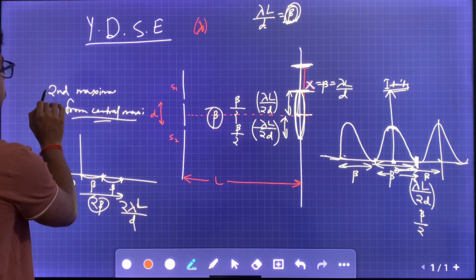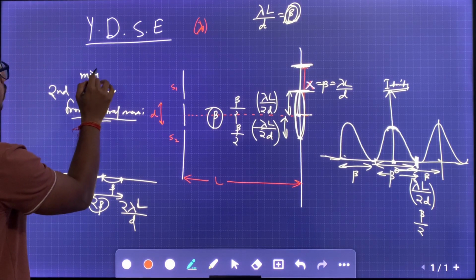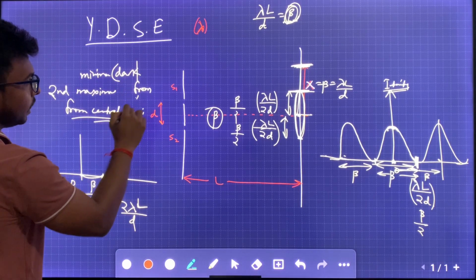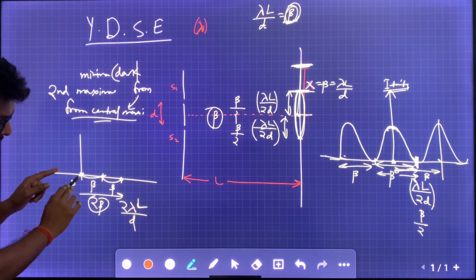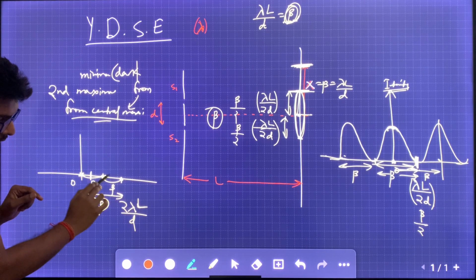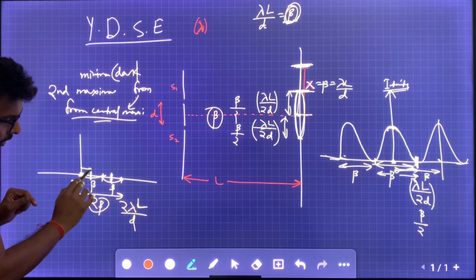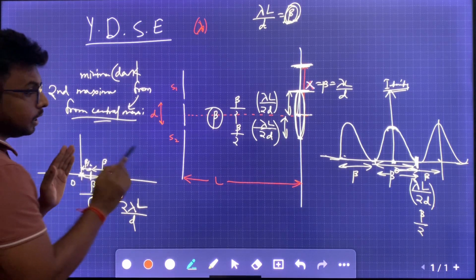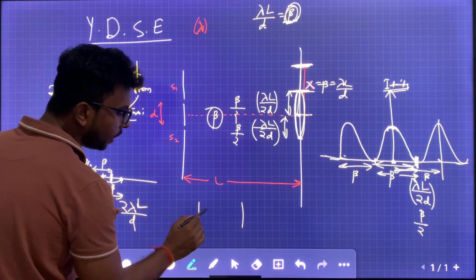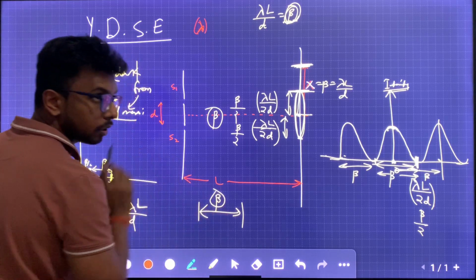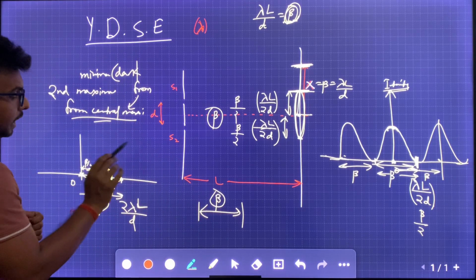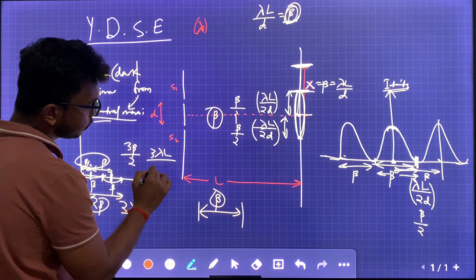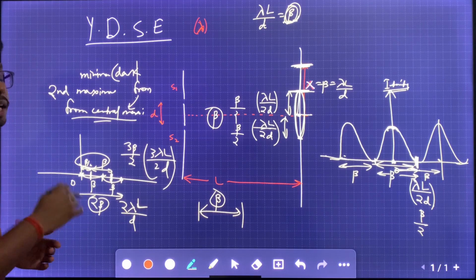If they ask you what is the location of the second minima or second dark line from the central maxima, remember, from central maxima. So this is the central maxima. First dark line is here in between. The second dark line will be here. So this distance is beta by 2. This distance is also beta. The distance between two dark lines or two bright lines is beta basically. That is lambda L by d. So beta by 2 plus beta, that is 3 beta by 2, which is 3 lambda L by 2d. That's the location.